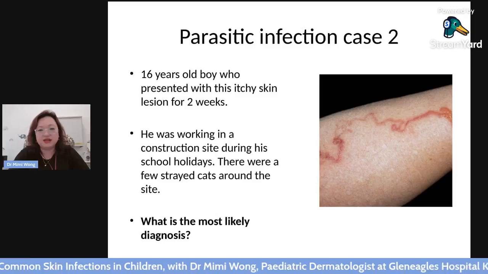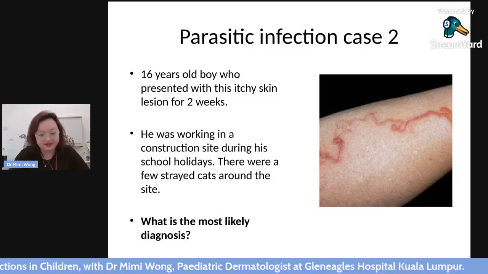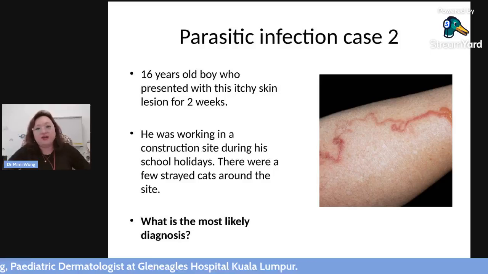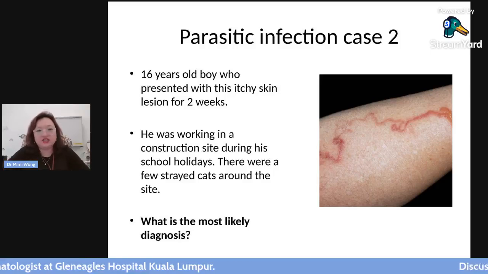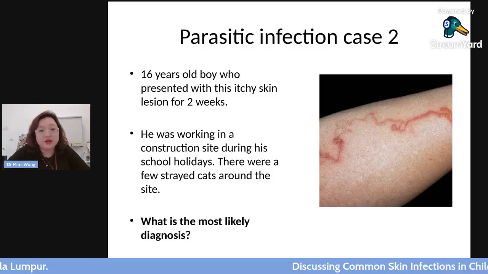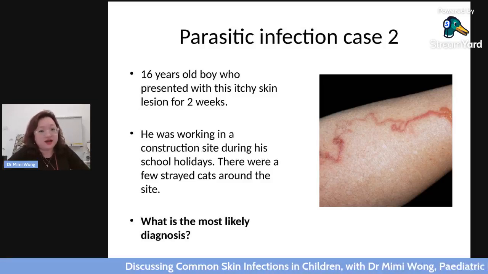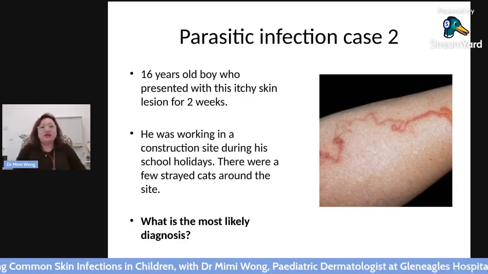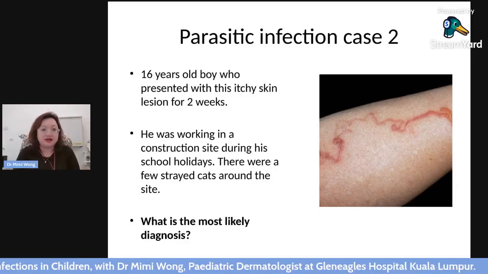Okay, so this will be the last case of parasitic infection. This is a 16-year-old boy who came to see me and complained of a very weird looking itchy skin lesion for 2 weeks. It's so itchy that he cannot sleep at night. From the history, he was working at a construction site during his school holiday to earn some pocket money, and he also noticed a few stray cats around the site as well.